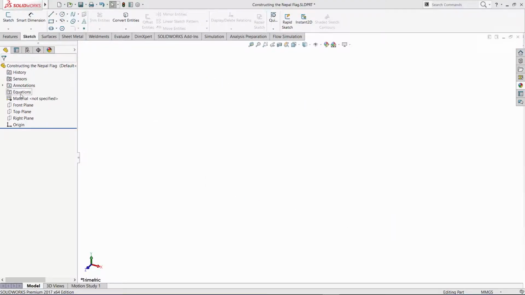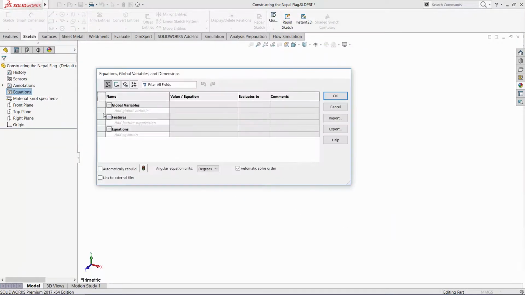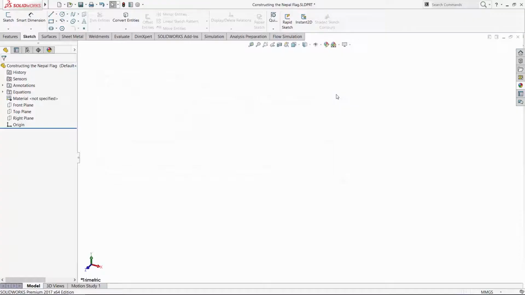Before any modeling, first set up the global variables through the equations manager. When taking the CSWP, you'll also set up your variables first. With global variables, designs can instantly change with intent. After adjusting variables in the equations manager, the updated model is only a rebuild away. We'll illustrate this later when the flag's finished to really showcase the power of variables. Now, we're set up to begin modeling.